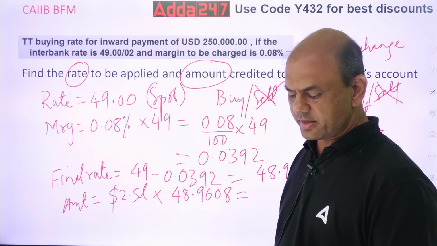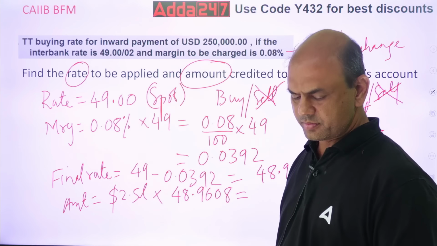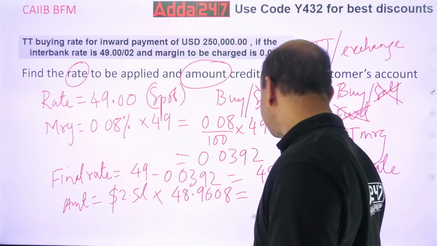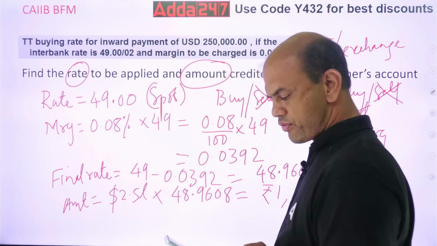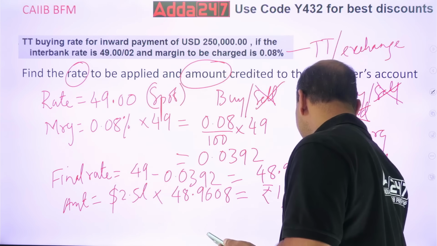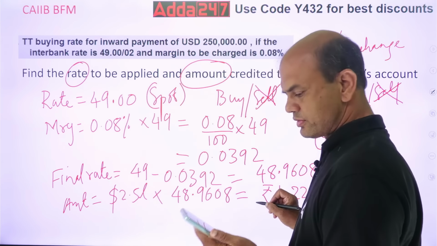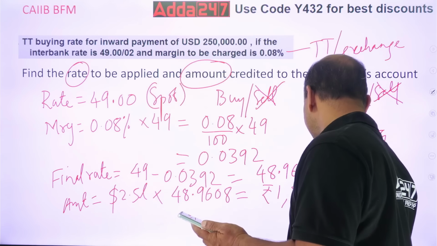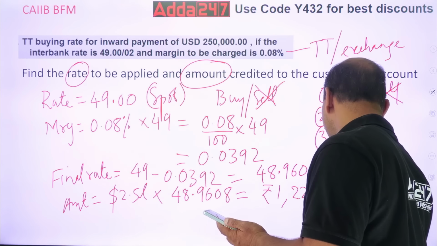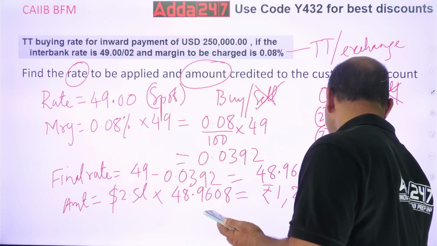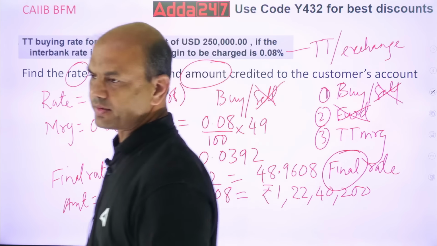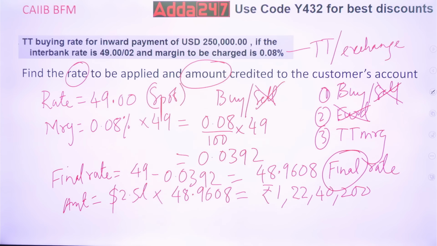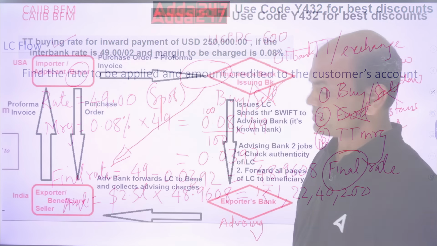What are you getting? Rupees 1 crore 22 lakhs 40,200. This much is the amount to be credited in the account of that customer. 1 crore 22 lakhs 40,200. This much amount will be credited in the account of that customer.